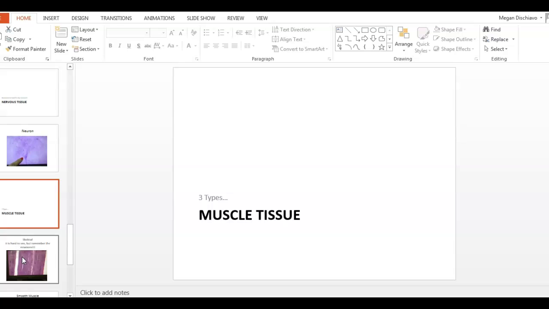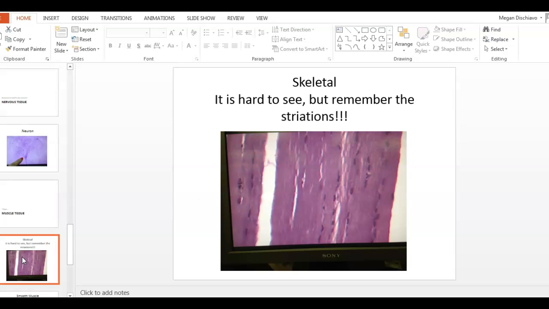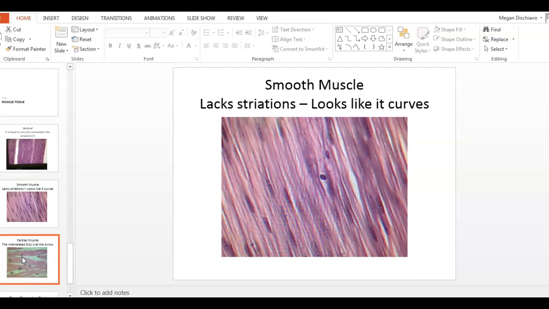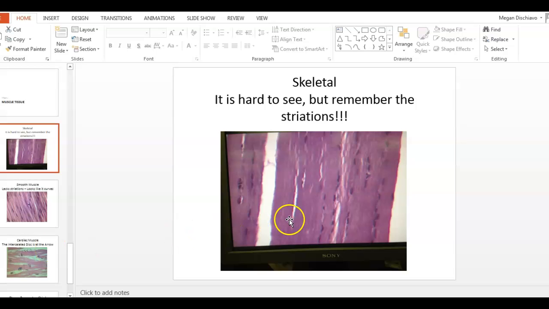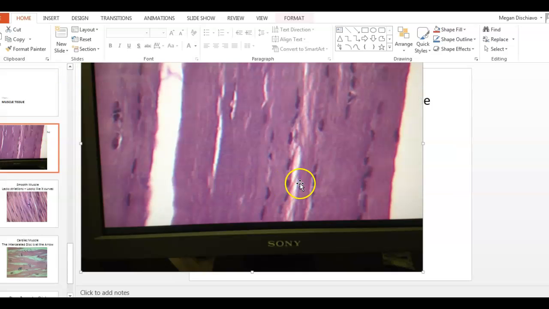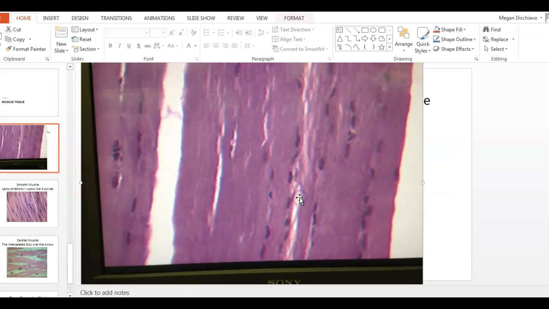Okay, and then we looked at muscle tissue. So we've got the three types: skeletal, smooth, and cardiac. Skeletal, let me see if I can blow this up for you. You can see it better if you blow it up, and you could probably see it better on your own computer. Skeletal has long skeletal fibers and multiple nuclei in that fiber. And then you can see striations across here.